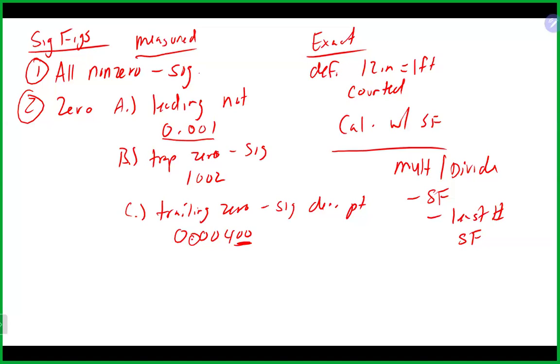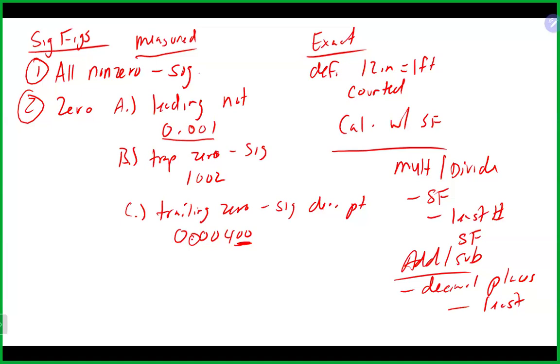Remember, though, if you're doing addition or subtraction, it's a little bit different. We're looking at the decimal places, and it also is the least. So your answer should have the same number of decimal places as the one that has the least number of decimal places.